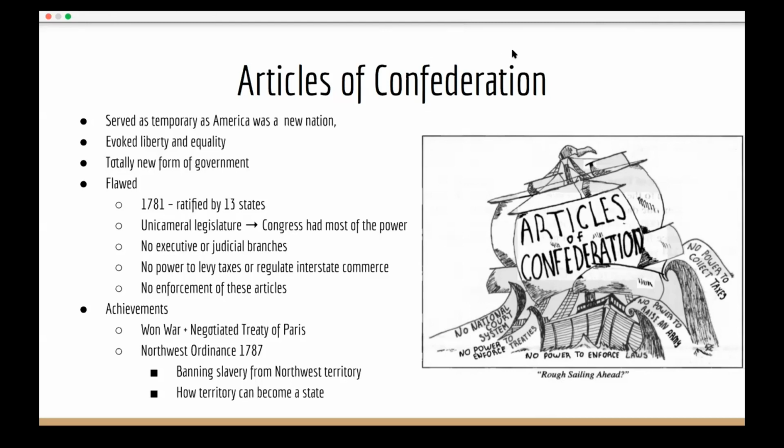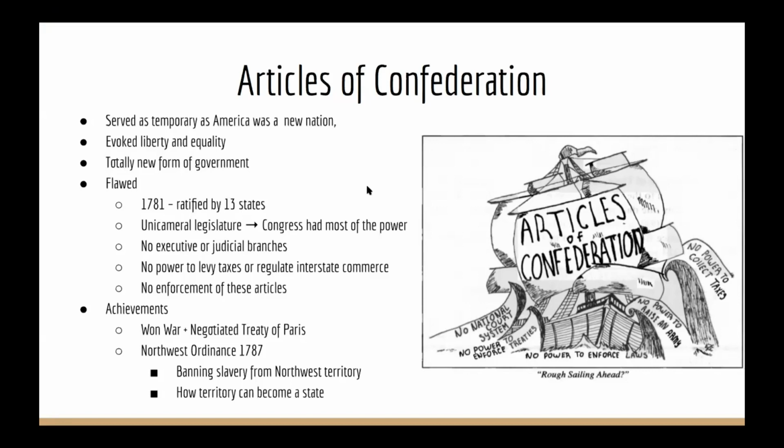Let's see. Someone said in the chat, yes, King George III was said to be kind of crazy, as in he was kind of delusional. He did do some questionable things.